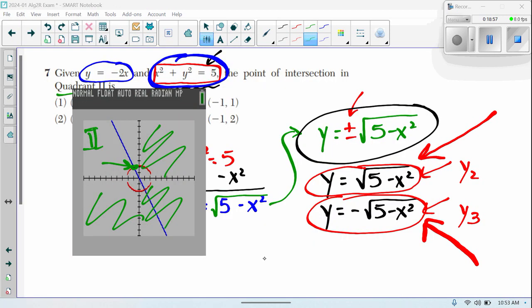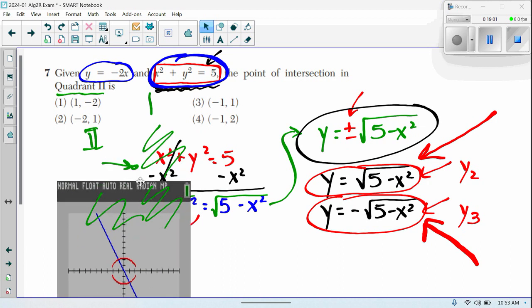Negative 1, 2. Yep. Let's get rid of this. Negative 1, 2 gives me the answer. It's choice 4. A lot of explanation, but if you know what you're doing, this wouldn't have taken a lot of time at all. One more problem and we're done.